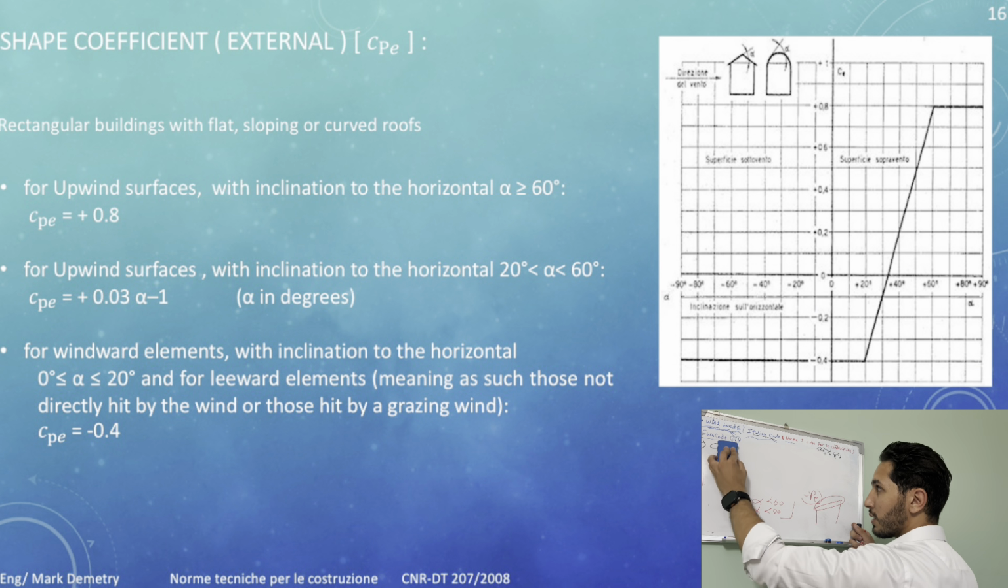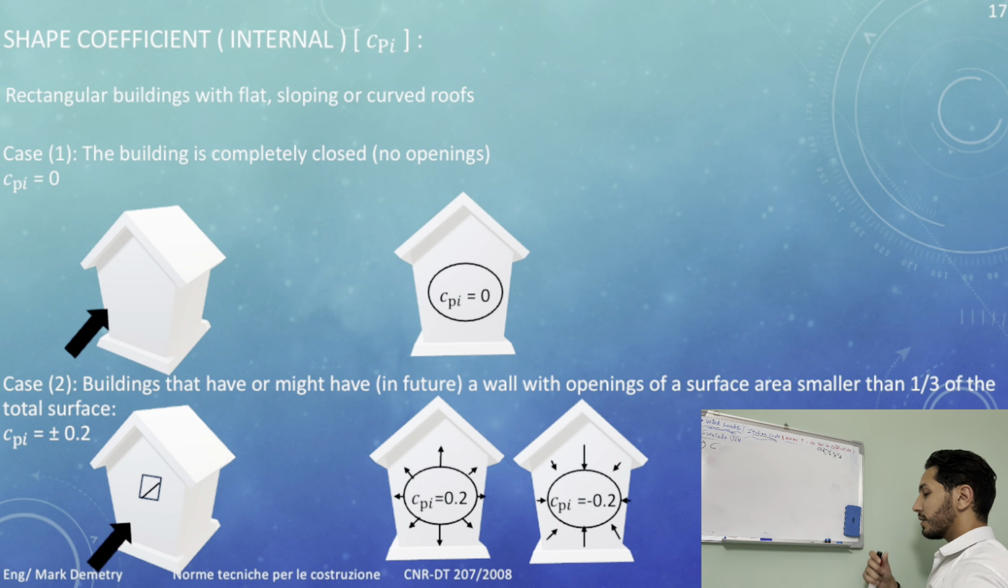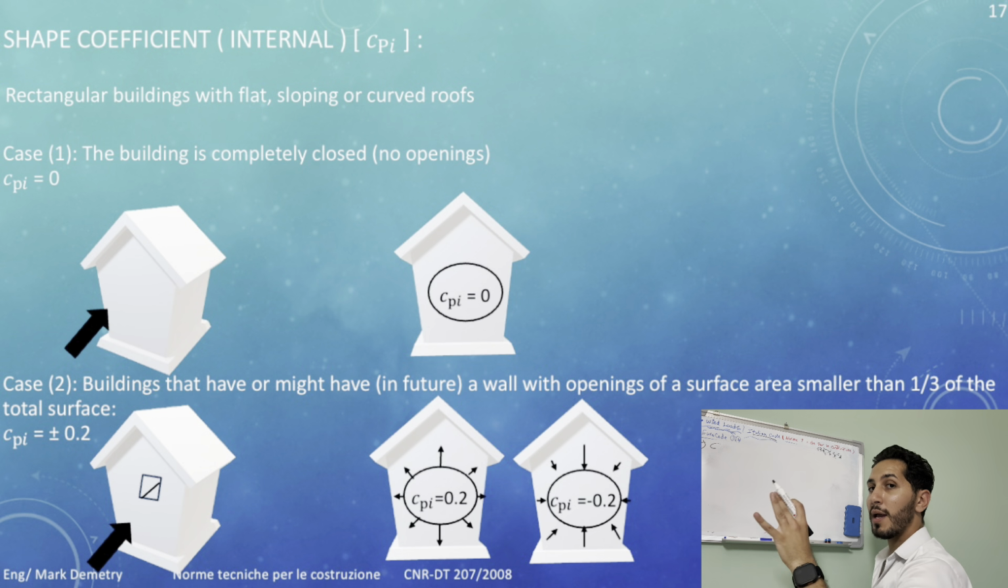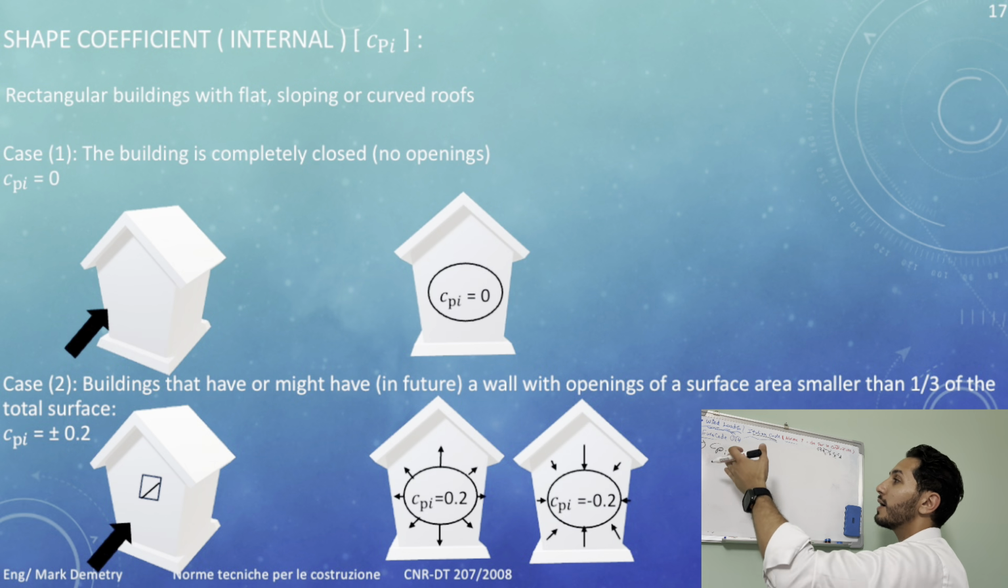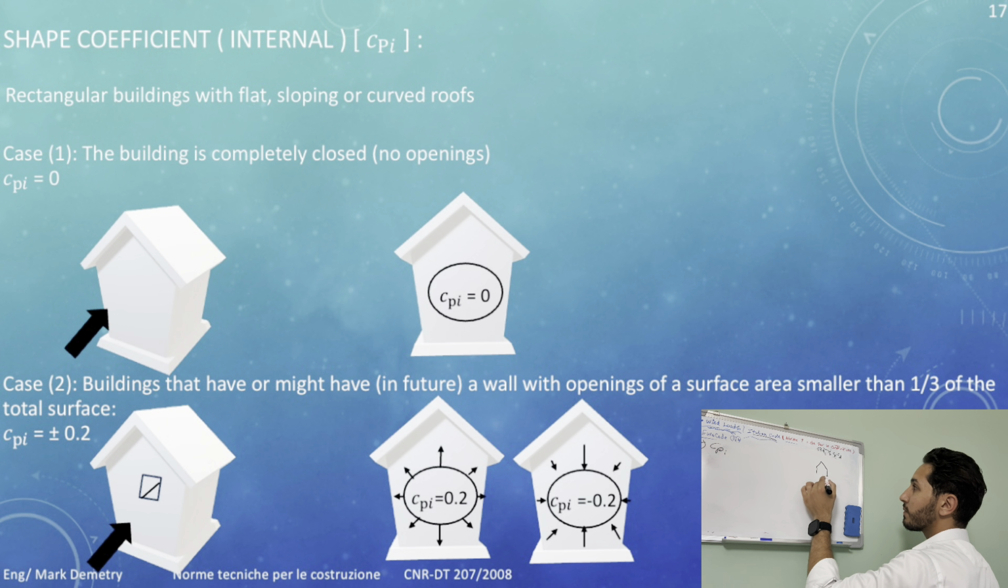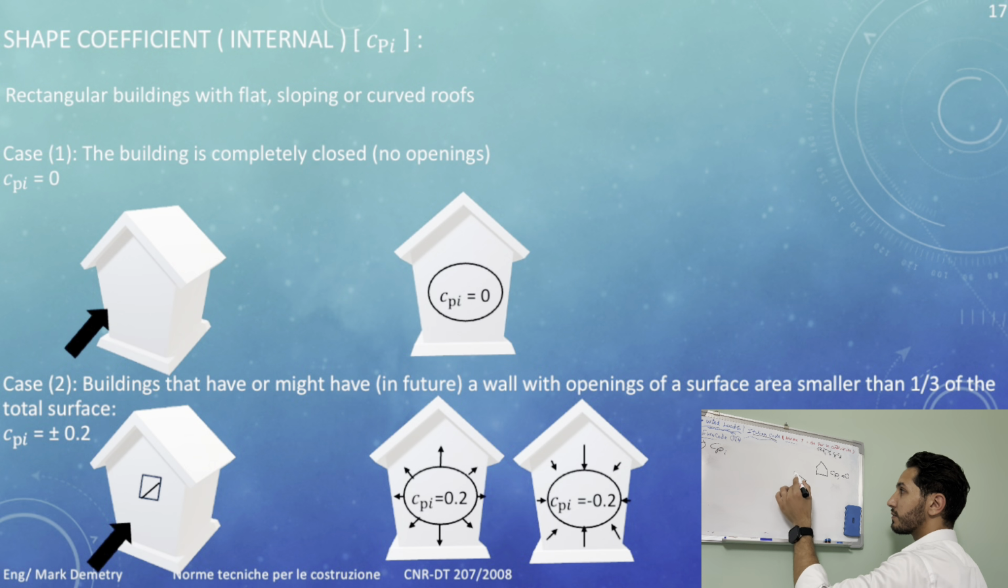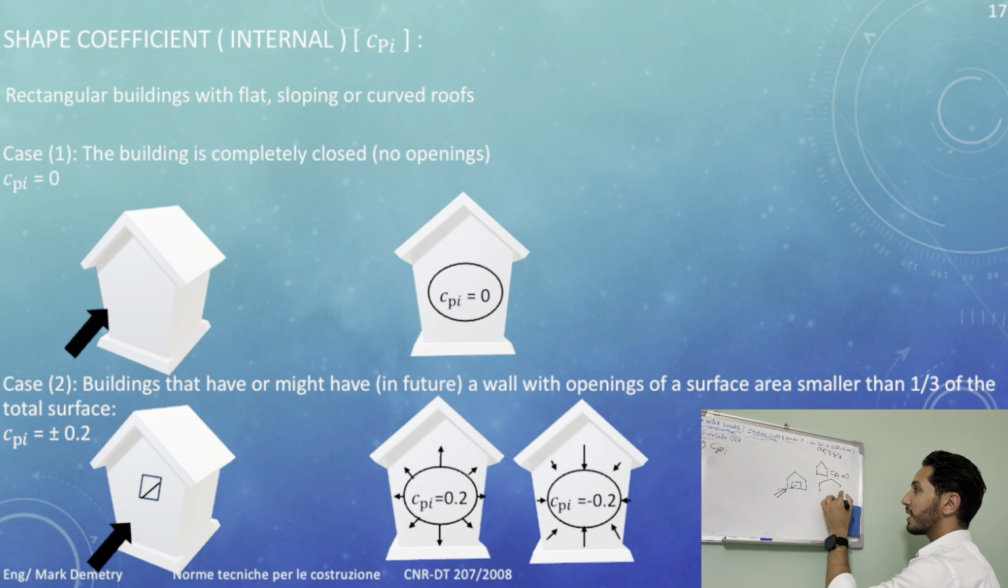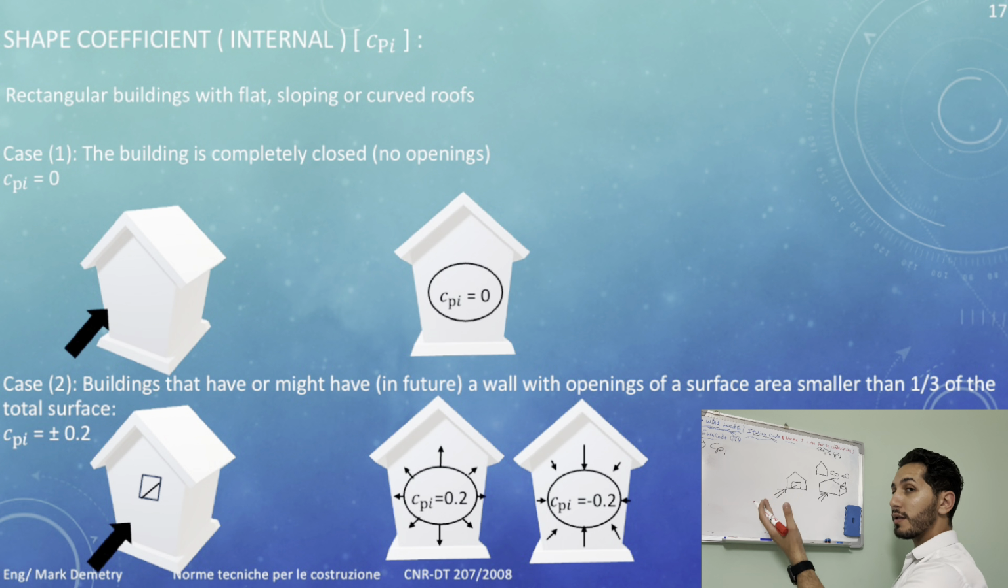What about the internal shape coefficient and where does it come from? We have three main cases for the CPI, and the I refers to the internal. The first situation: if this building is totally closed, no windows, no openings, the internal CPI will be 0. In the other case, the opening is here and the wind is acting from here, and in case the building looks like this, the wind is acting from here but the opening is on the other side, not on this side, what's going to happen? You need to understand why there is CPI in here. I'm going to explain it right now.